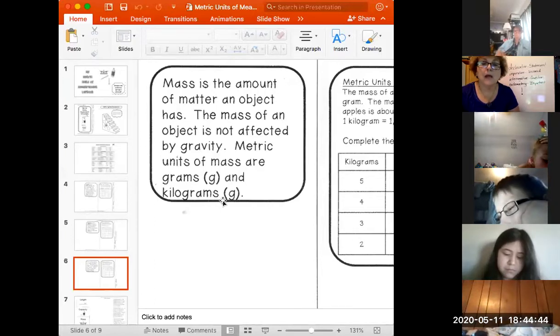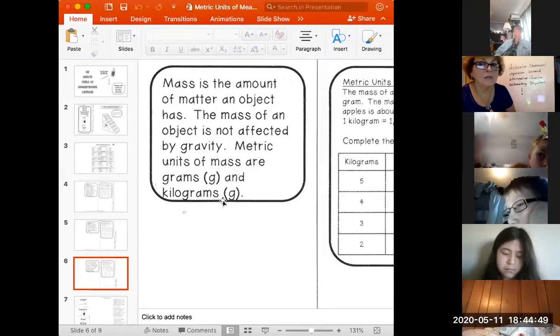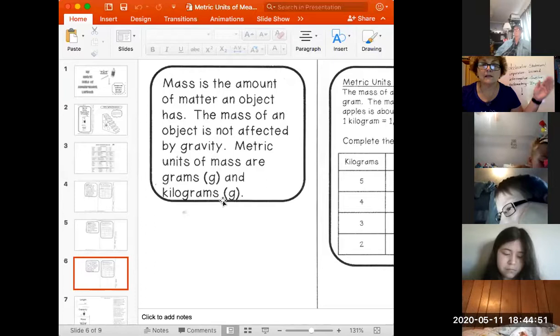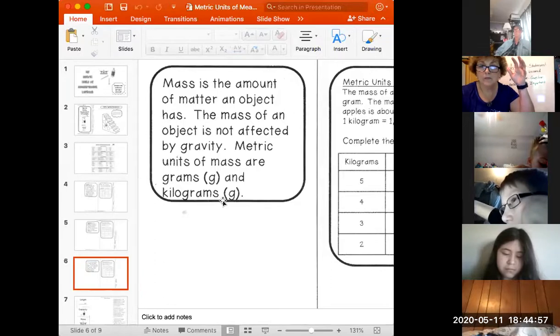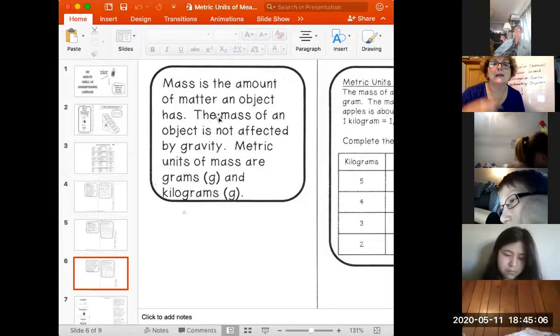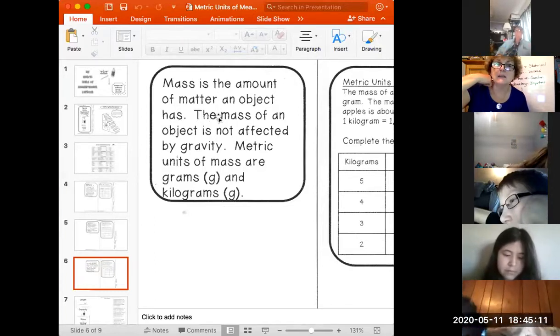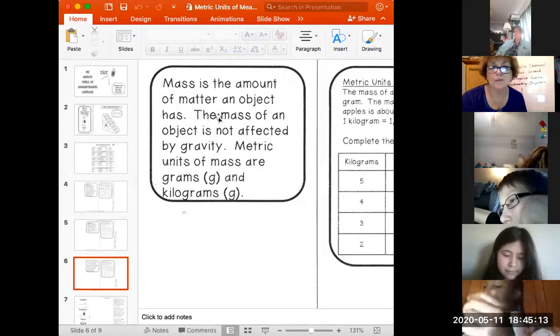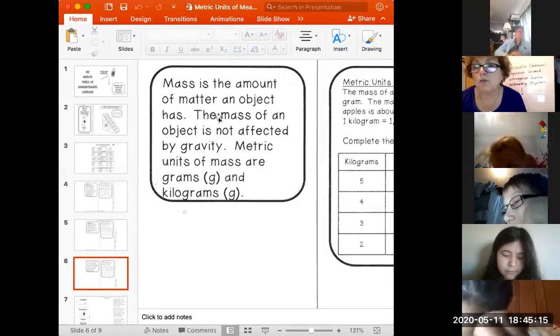And when you're weighing it on a scale in the metric unit, it's not called a meter, because meter was length, distance. Capacity was volume. That was a liquid volume, how much was in it. So mass says here is the amount an object has, and the mass of an object is not affected by gravity. And it's in grams.